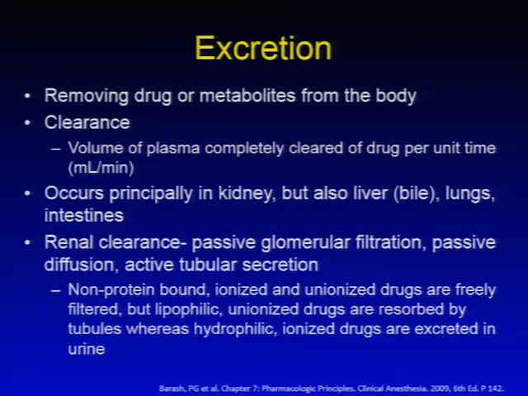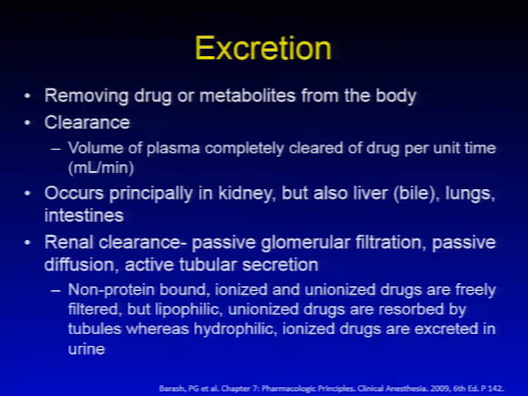And when we talk about excretion, what we're talking about is removing the drug or the metabolite completely from the body. And the term here is clearance, which is the volume of plasma that's completely cleared of a drug per unit time, often expressed in milliliters or liters per minute. Now, excretion occurs principally in the kidney, but can also occur in the liver through excretion into the bile, lungs, and intestines. Now, renal clearance can be through passive glomerular filtration, passive diffusion from the peritubular vascular network into the renal tubules, or through active tubular secretion into the renal tubular lumen.